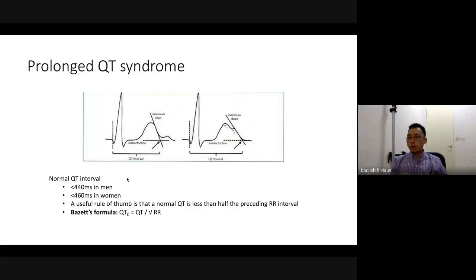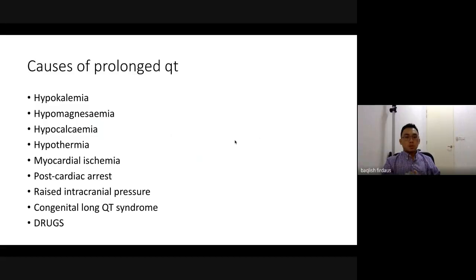Or if you have your calculator, you can open your QxMD. You just open how to calculate the QT interval. You just fill in the number of small boxes from the Q to the end of the T. Then the calculator will calculate the corrected QT interval for you. So these are the causes of prolonged QT.